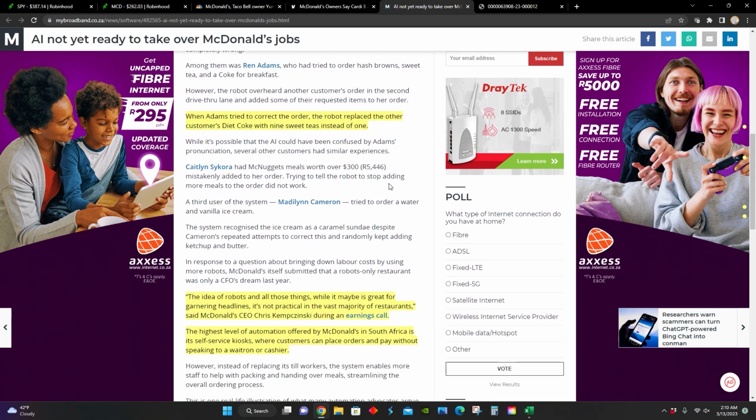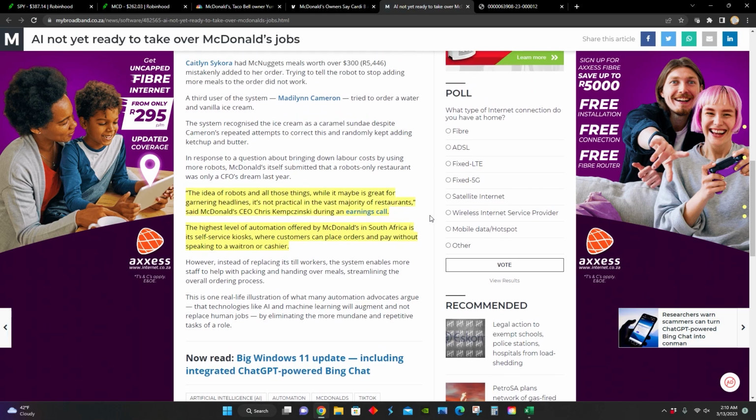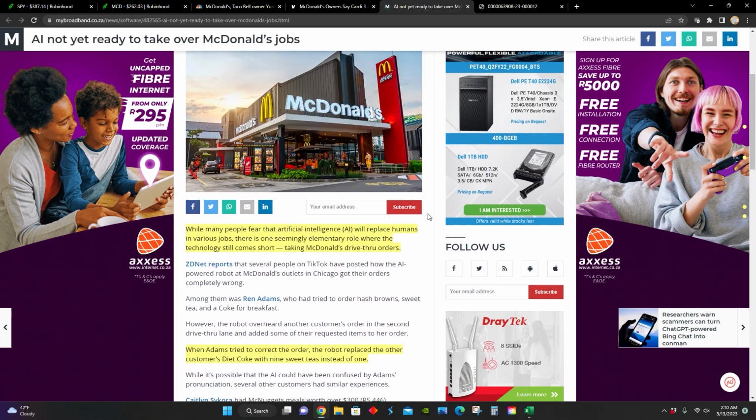Some were reportedly getting meals worth $300, and trying to tell the robot to stop adding more meals didn't work. So obviously the CEO pointed out that the ideas of robots and all those things, while they may be great for garnering headlines, are not practical in the majority of restaurants, said the CEO. And really one of the only successful implementations of automation in McDonald's was in South Africa with self-serving kiosks where customers could place orders without having to wait for waiters or cashiers. So AI could be implemented in the future, but as of today, it looks to be a little spotty.